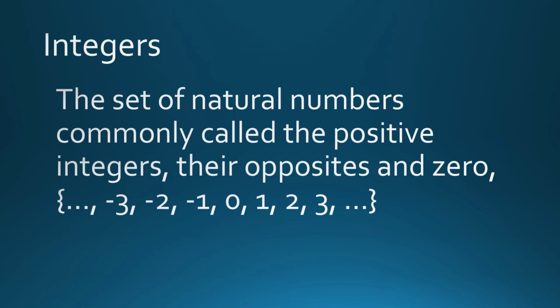Next, integers. The set of natural numbers, commonly called the positive integers, their opposites, and 0. So when we talk about integers, that includes 0, we also have the positive integers, that is 1, 2, 3, and so on. Also, we have the negative integers, that is negative 1, negative 2, negative 3, and so on. So integers are 0, positive integers, and their opposites, which are the negative integers or negative numbers.